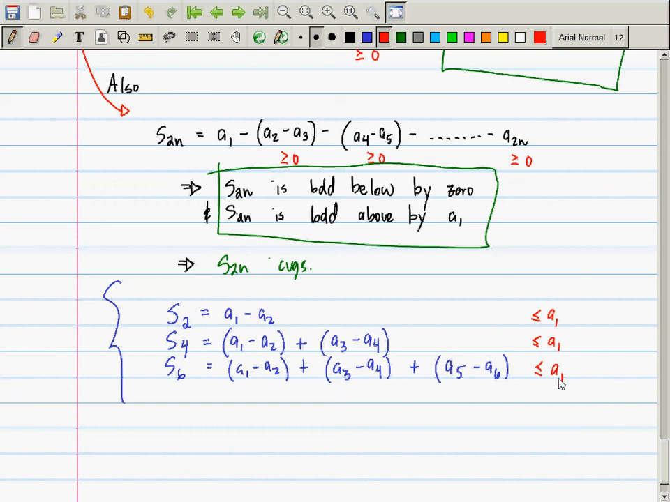So it's a good point. You had me there, and I was kind of like, oh no, but I was able to pull it out of the fire at the last second. So the even terms of the sequence of partial sums converge. Great.